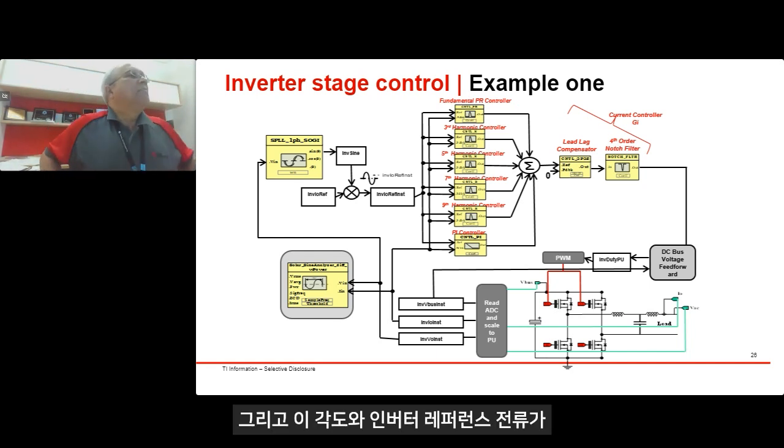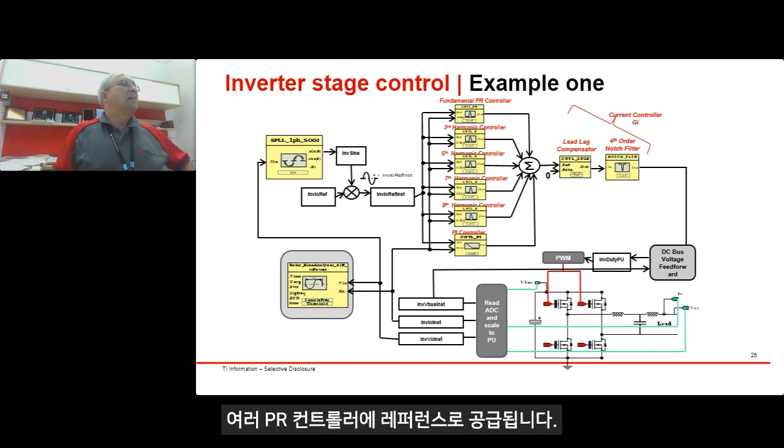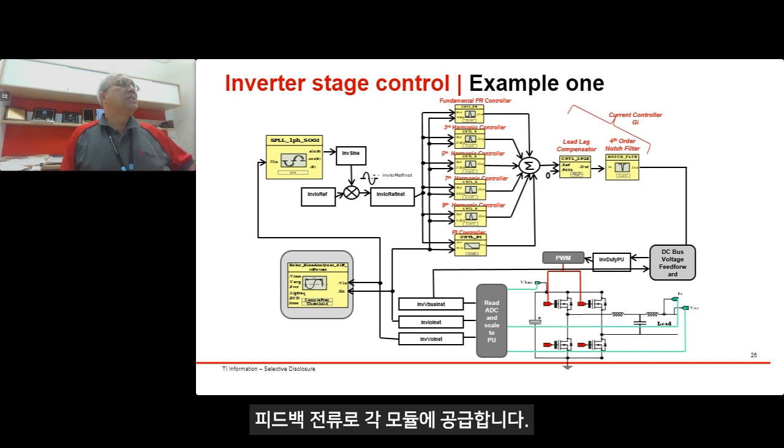That angle and the inverter reference current is fed into the multiple PR controller as a reference, and the multiple PR controller, you can see, also gets the feedback current, inverter IO instantaneous, as the feedback current to each module. So through multiple PR controller and PI controller, output gets summed, and then finally a lead lag compensator followed by a fourth order notch filter implements the complete control loop.